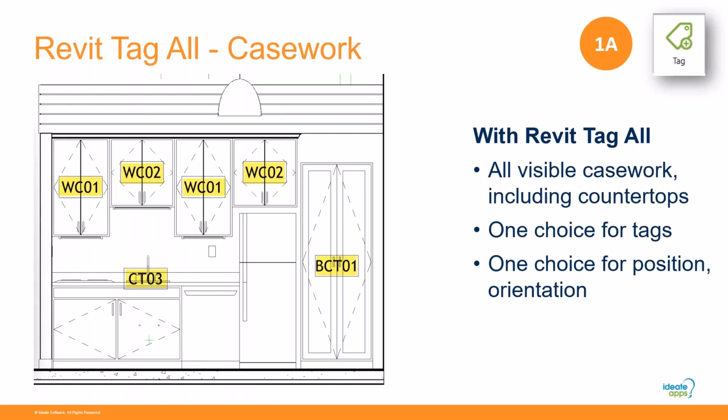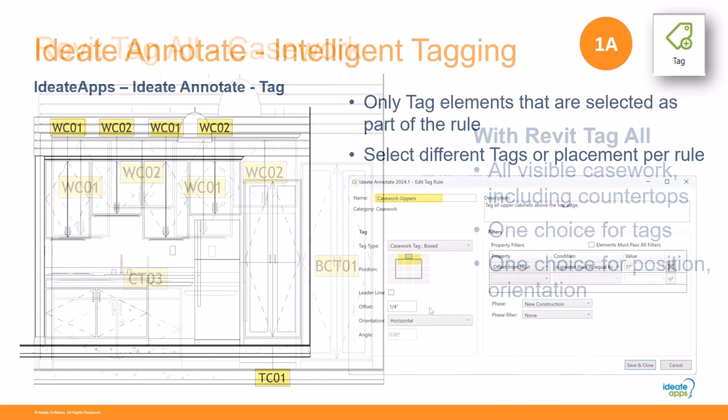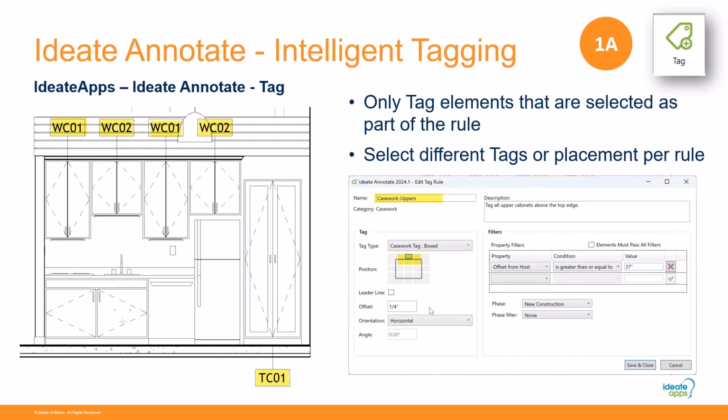So another example, showing when you're using the tag all not tagged in Revit with casework, it's just going to do all the casework. And as you see here in this image, it selects the tags or places the tags at the centroid of the elements, which may not be what you want. But using Ideate Annotate with our intelligent tagging, you can specify that you want the tag along the top for the upper casework elements, and you want the tag along the bottom for the lower casework elements.